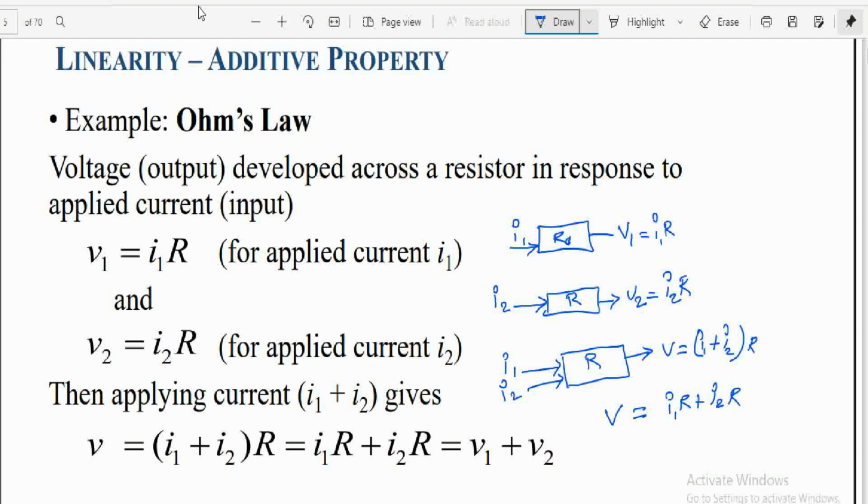But what is this I1 R? This is your V1, and I2 R is V2. Now tell me, the total response is equal to the sum of the individual responses obtained by considering each input. So V equals V1 plus V2. This is called the additive property.